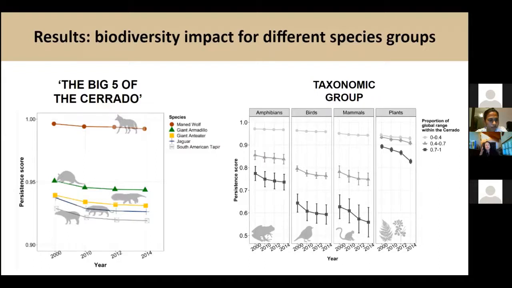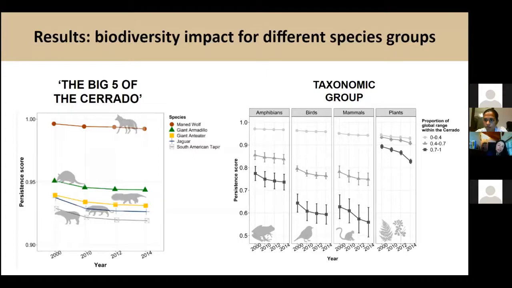So what could finally be illustrated or represented through this metric? Well, on the left side of the slide, we could see that we could actually capture the impacts of habitat conversion at a species level, which we illustrated through the big five of the Cerrado, which are 5 mammals that live in the Cerrado, or whose global ranges intersect with the Cerrado, which in this case are the maned wolf, giant armadillo, giant anteater, the jaguar, and the South American tapir.